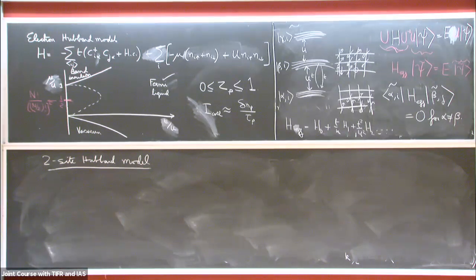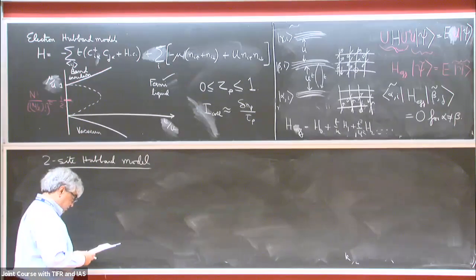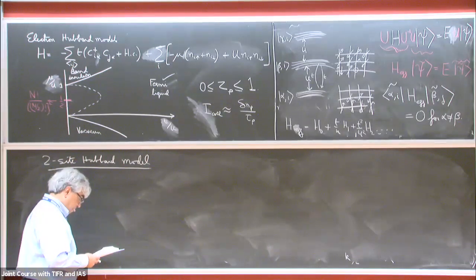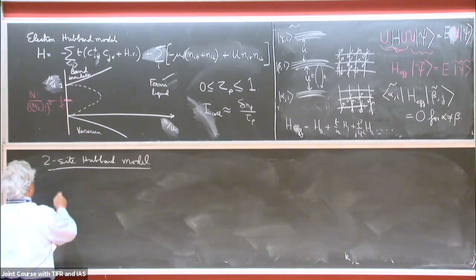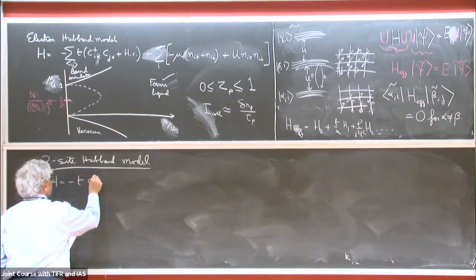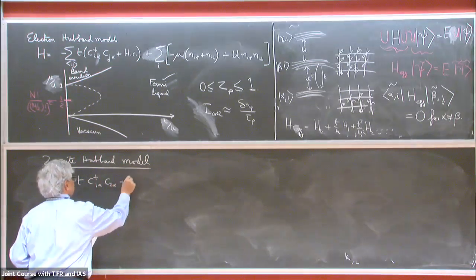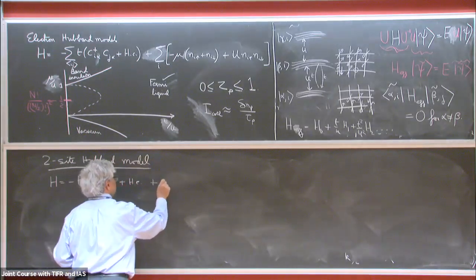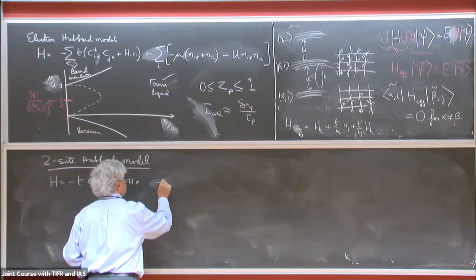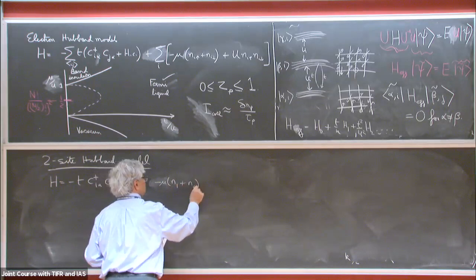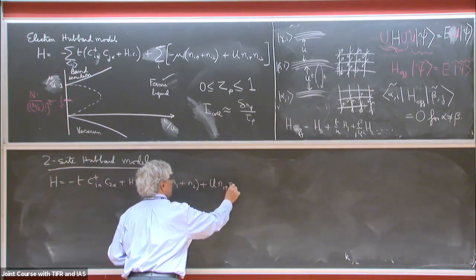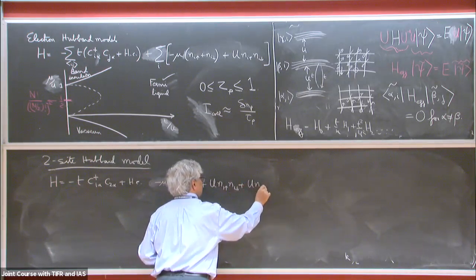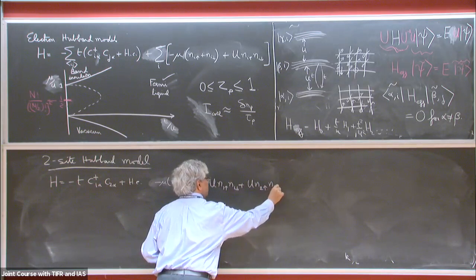Okay, so we just have two sites, and our Hamiltonian, you're going to get the full spectrum of this. Well, we can get all the 16 states. I'll only focus on six of them, which have total spin zero, with only two electrons total. So our Hamiltonian is minus t, sum over alpha, c1 alpha dagger c2 alpha plus conjugate, minus mu (n1 plus n2), plus U times n1 up n1 down, plus U times n2 up n2 down.